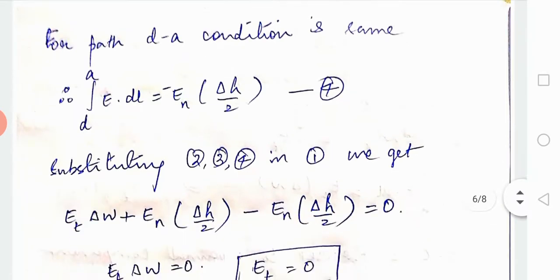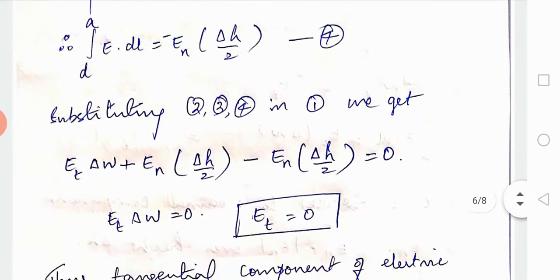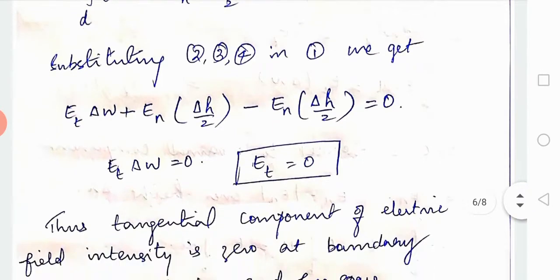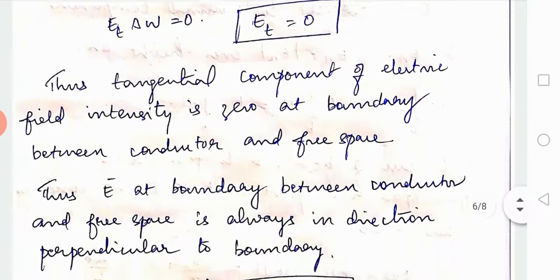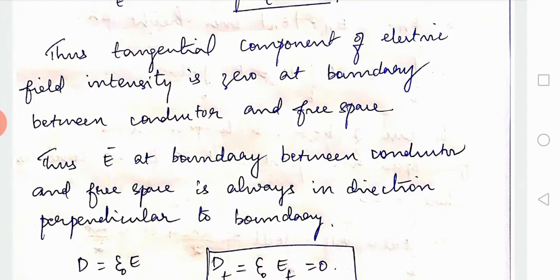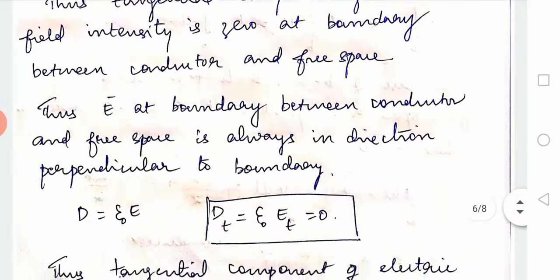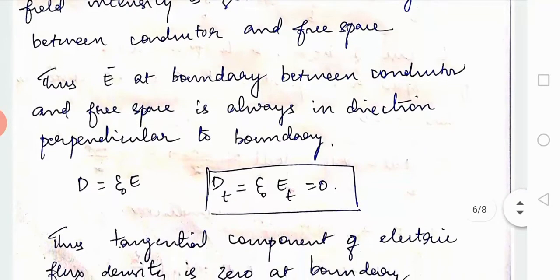So substituting these three equations in the first equation, we can write Et del w plus En del h by 2 minus En del h by 2 equal to 0. So both get cancelled, and the equation becomes Et del w equal to 0. That means Et is equal to 0. Thus, the tangential component of electric field intensity is 0 at the boundary between conductor and free space. Thus, E at the boundary between conductor and free space is always in the direction perpendicular to the boundary.